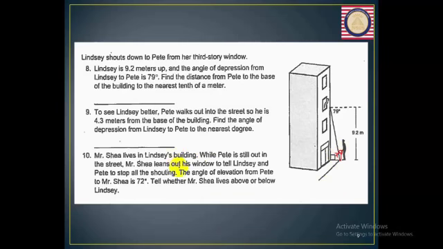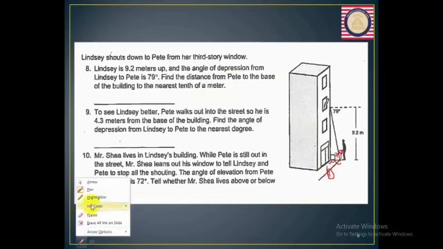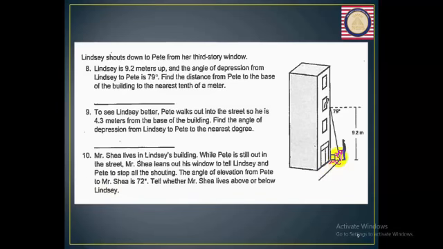The angle of elevation from Pete to Lindsay. Find the distance from Pete to the base of the building, to the nearest tenth. He wants the distance from Pete to the house, the base of the building. So he wants this distance, which is the horizontal distance. Let's call it D, the horizontal distance. How to get this horizontal distance?